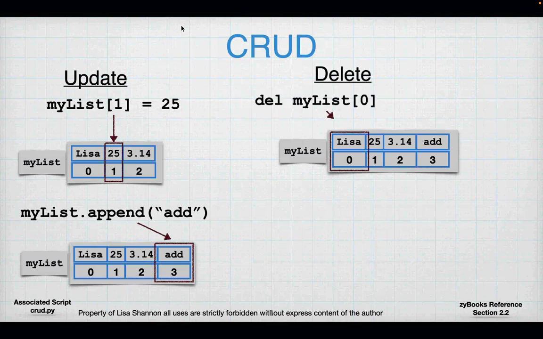Now I want to delete the very first thing out of that list. So I will use a new keyword. That keyword is DEL for delete. And I am going to tell it what I want to delete. In this case, I want to delete the first element in the list. And when I do that, not only does that element go away, but the list itself is renumbered. So instead of 42 being at element 0, 25 is at element 0, and then 3.14 is at element 1, and add is at element 2. So I shortened the list by deleting an element within the list, and I deleted it because I told Python how to get it based on its index.